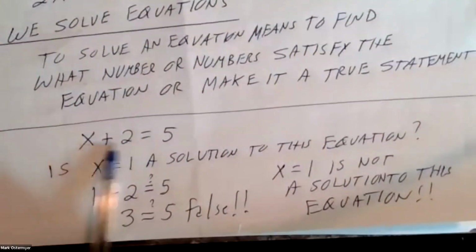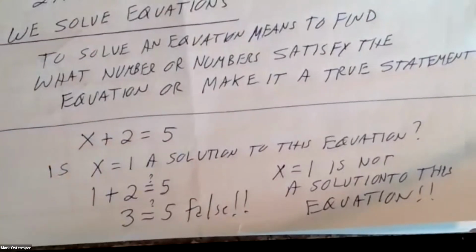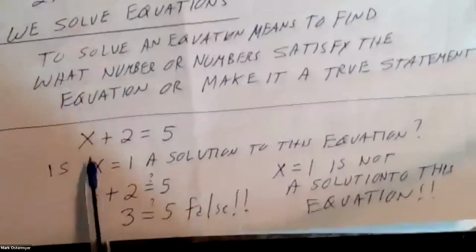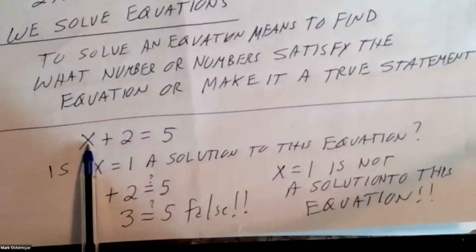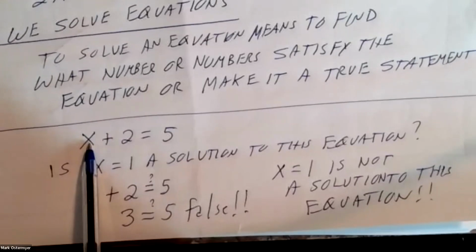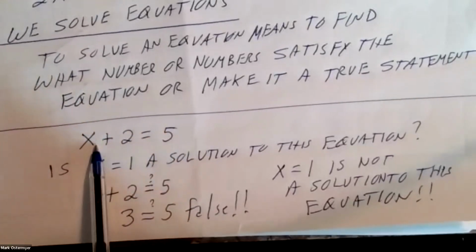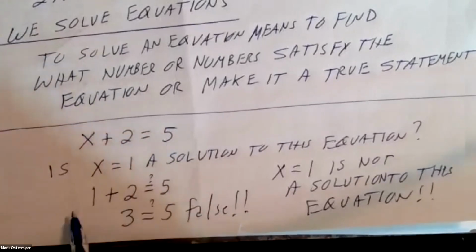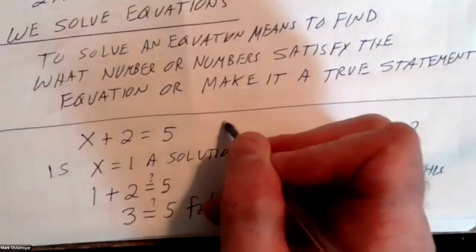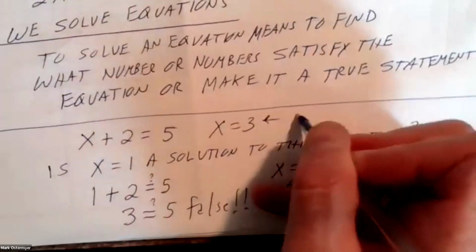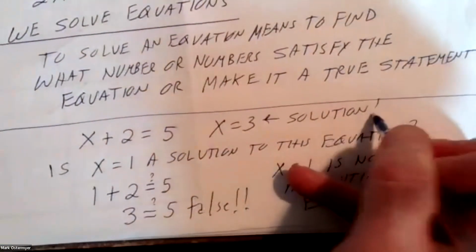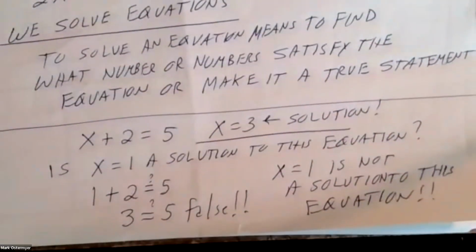Can anybody give me, just by visually looking at this equation, a solution to this equation? Can you think of what number X would have to be equal to, ladies and gentlemen, for this to be a true statement? 3. Yep, X would have to be equal to 3. In fact, 3 is the only number that X could be equal to if this is to be a true statement. Because if X is equal to 3, we see that 3 plus 2 is indeed equal to 5. So we would say the solution to this equation is X equals 3. This is the solution, and the only solution.